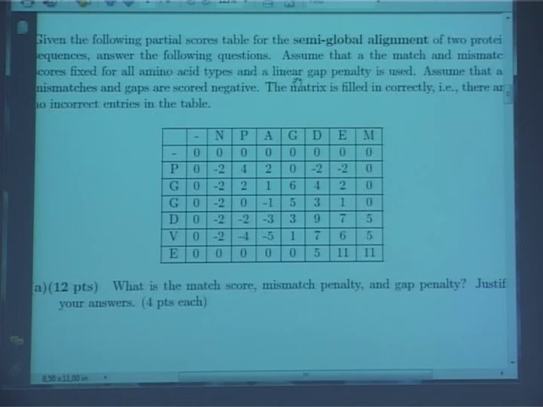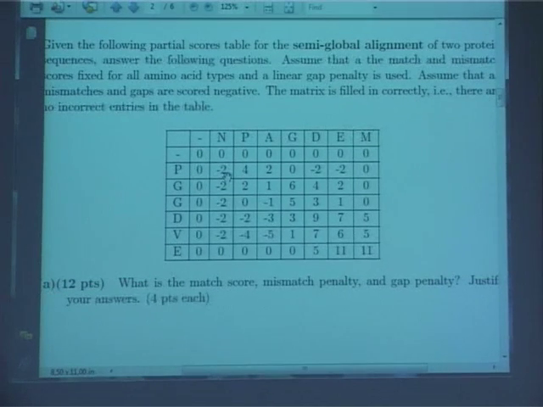What we know is that mismatches and gaps are scored negative. Mismatch penalty is some negative number. Gap penalty is also some negative number. We cannot get positive scores from mismatches or gaps. And therefore, this cell here shows you your match score. The first hint about your match score comes here. You have a match between these two amino acids, P and P, and we got a score of 4.